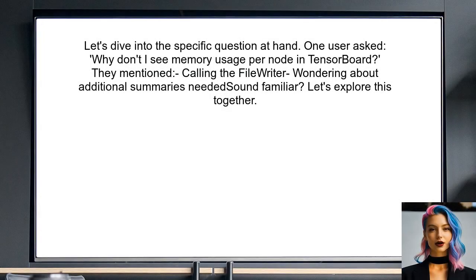Let's dive into the specific question at hand. One user asked why they never see memory usage per node in their TensorBoard, even after calling the file writer. They want to know if there are additional summaries needed to record memory usage. Sound familiar? Let's explore this together.